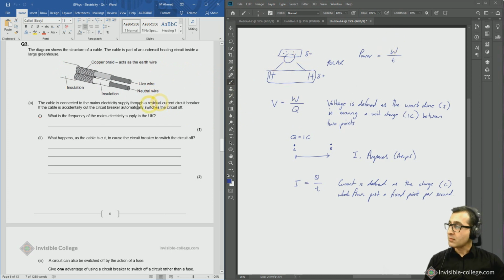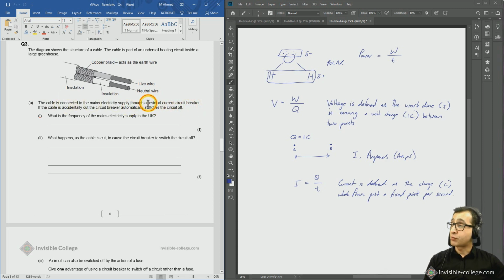So what is the frequency of mains electricity supply in the UK? The cable is connected to the mains electricity supply through a residual current circuit breaker. So this is the sort of thing that you need to be doing when you're reading an exam question. You need to read the stem, really take a look at the stem, and try and apply your existing understanding to that situation to give you some ideas before you even look at the part of the question that asks you the question.